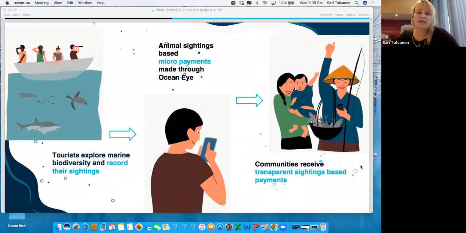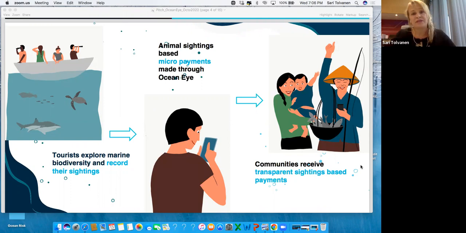So OceanEye in itself is a browser-based platform that people can use on their smartphones or tablets. So tourists would go out on their tours, whale watching, diving, snorkeling, sailing, cruising, any marine activity where you view marine life. And it can be any marine life; the animals can be selected and tailored to the location. So you can select the most vulnerable, the most interesting species in your region that are in need of protection.